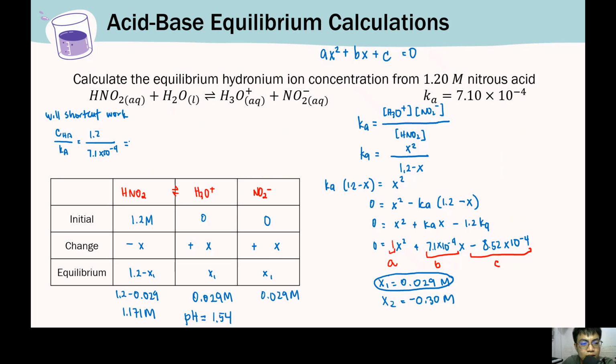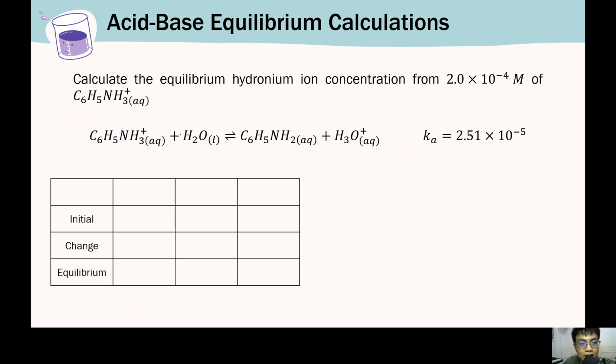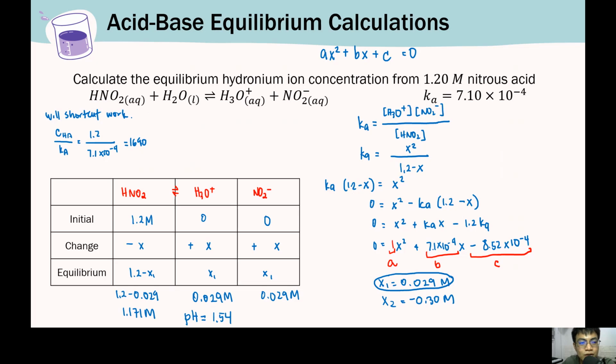So the quotient is 1,690. Okay, which exceeded what we want. Di ba? Ang gusto lang natin is greater than 1,000. So meaning, sobra pa nga. Okay, so tama, no? The shortcut will work. Okay, so I'll write here: small x approximation will work. Gagana yung small x approximation because the ratio of the concentration and the Ka is greater than 1,000.